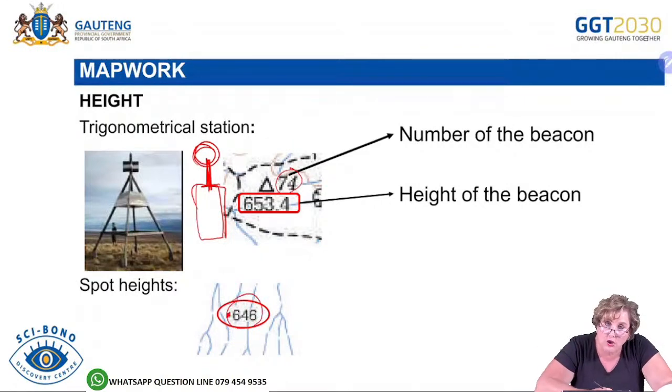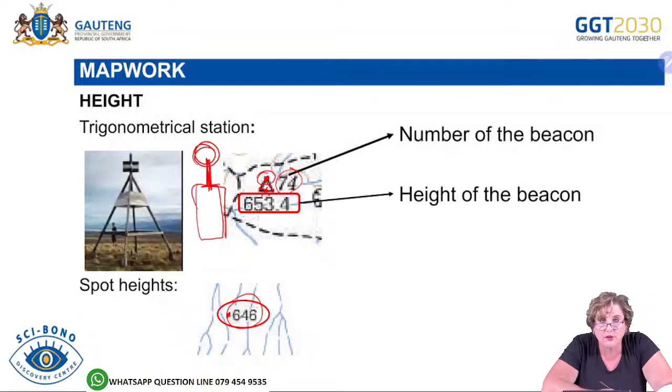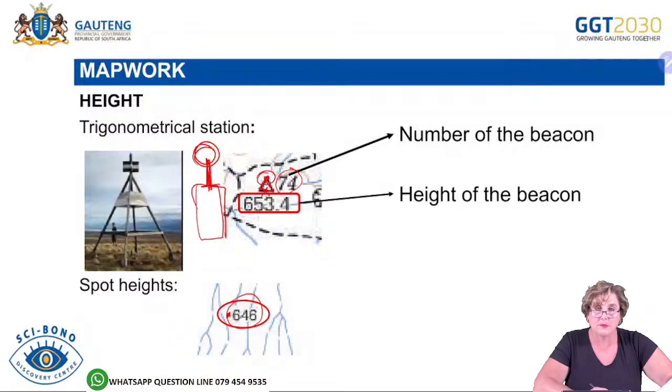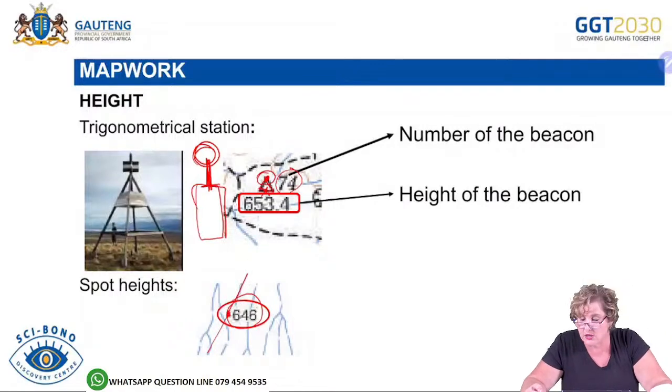If they ask you to calculate from or to the trig beacon, I want you always to work to the apex of the trig beacon. You don't measure from the base, you measure from the top, at the apex of the trig beacon. All measurements are from there. When we work with a spot height, you will measure from that dot. That dot is the starting or the ending point when you measure.